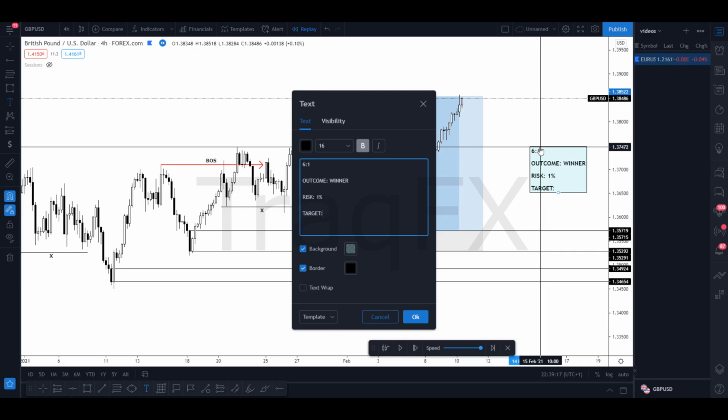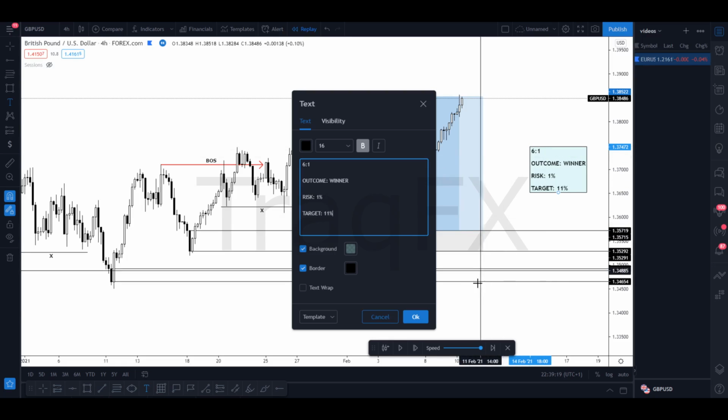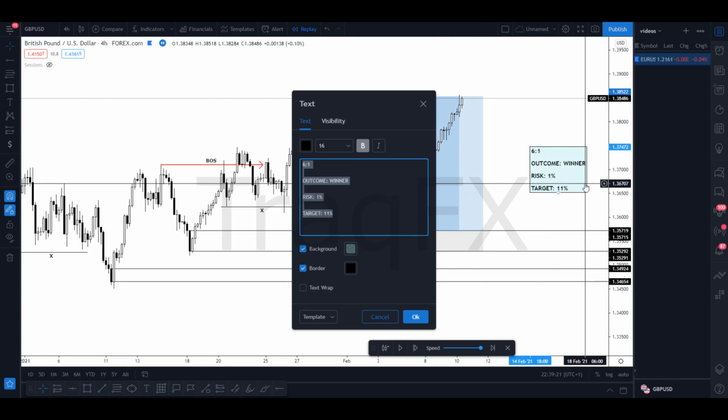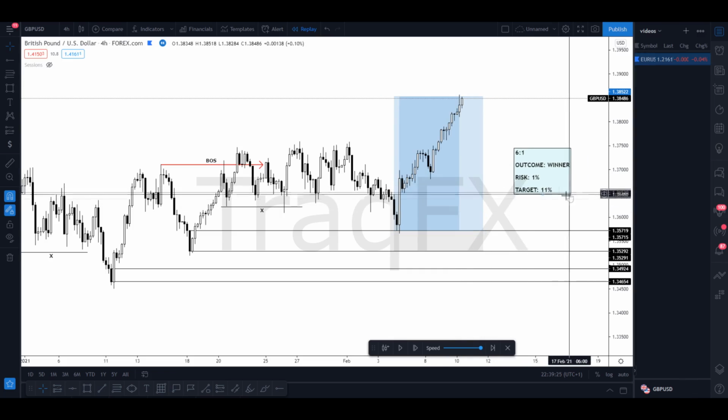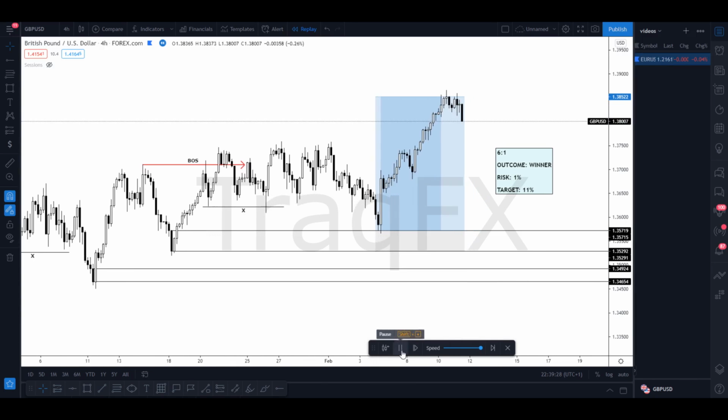target 11%, right? Or 6%. I'm not even sure, to be honest. It depends on which lot size you're using, so this is just random. So that's one winner, right? And let's see what the market ends up doing next.